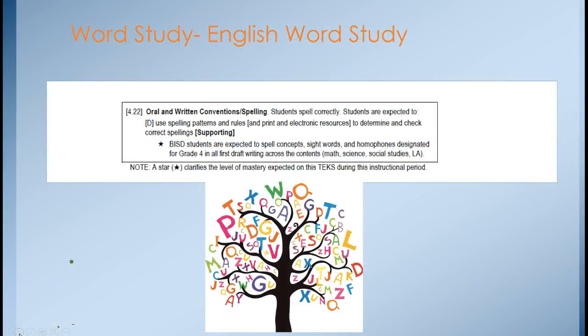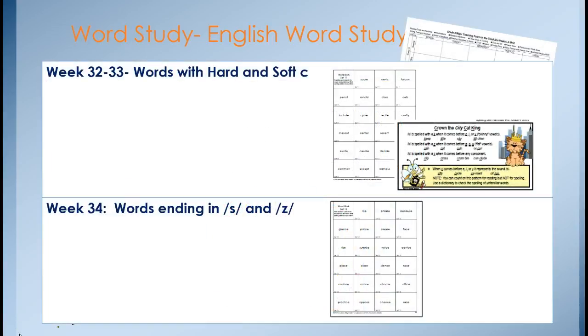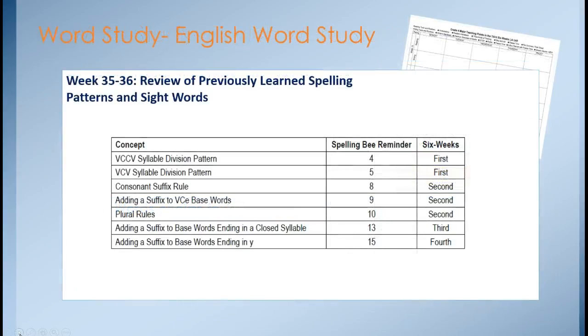English word study. So let's take a look at what we're going to be doing these 6 weeks in English word study. Weeks 32 and 33, words with hard and soft C. You're going to use word work set 11, looking at the pattern with hard and soft C, and then you have this spelling bee rule that goes in their notebooks. Week 34 is words ending in S and V, and you'll do the same thing with that. Weeks 35 and 36, review of previously learned spelling patterns and sight words.